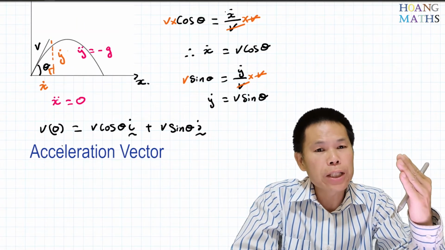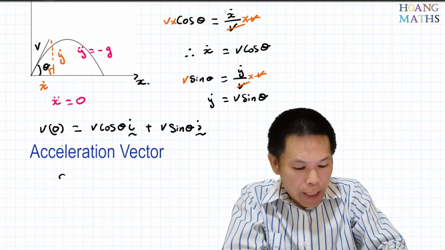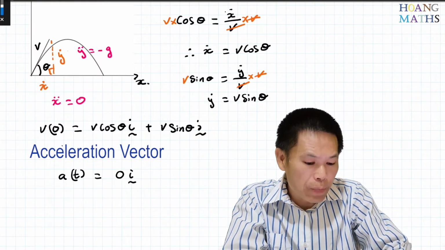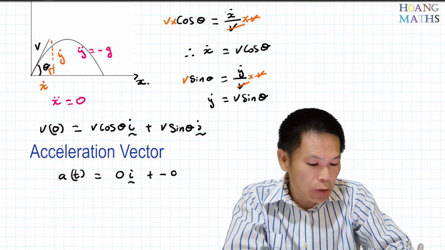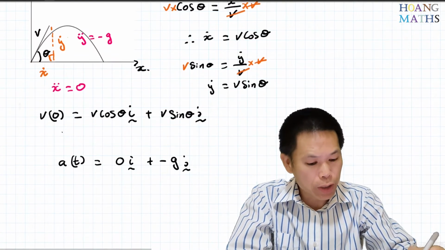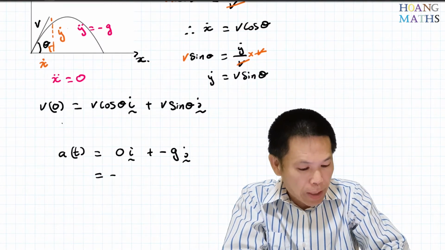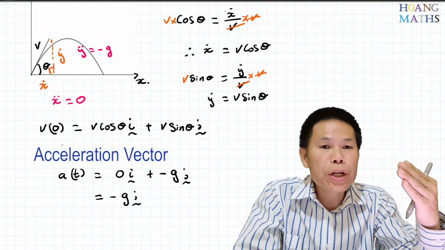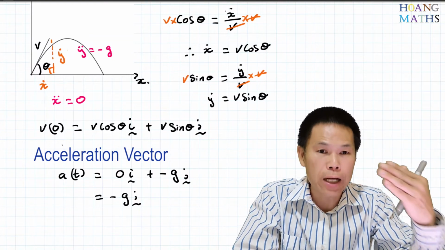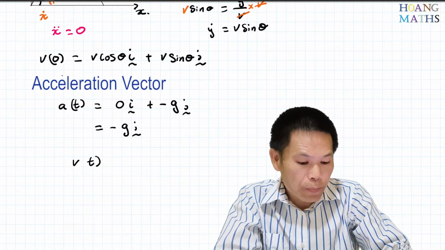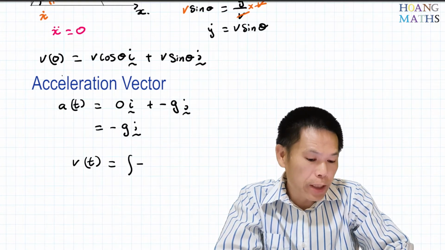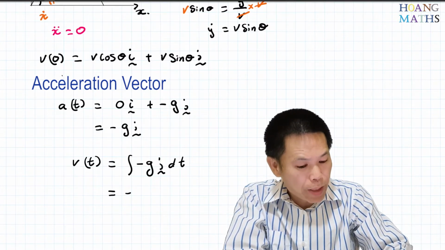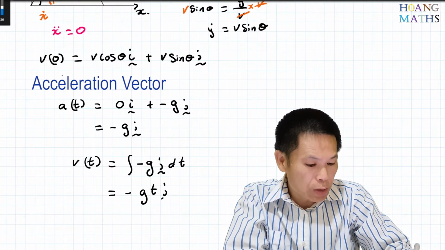Therefore, we can write acceleration in component form. a(t) is equal to the horizontal component, 0i, plus the vertical component, negative g j. That gives negative g j. To find the velocity, we just need to integrate the acceleration. So v of t is equal to the integral of negative g j dt. That will give me negative g t j.